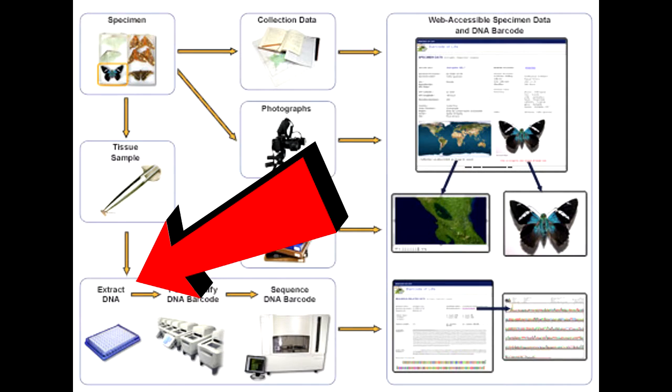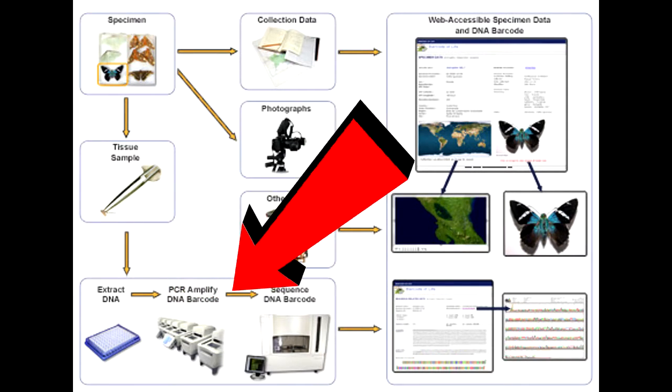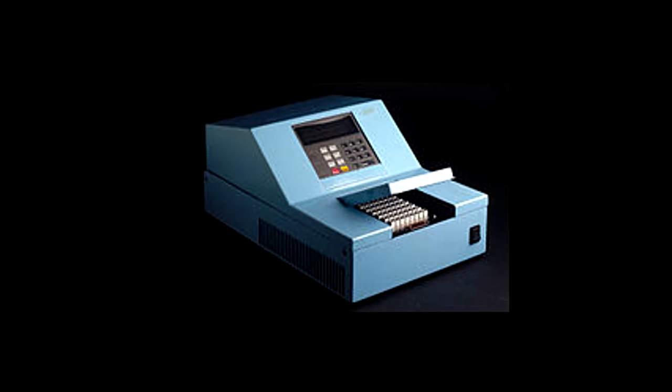Now, after you've extracted the DNA, you have to amplify it so you can sequence the DNA. You do this using a PCR machine, also known as a thermal cycler. The PCR technique is really interesting, so let's talk a little bit more about that. The credit for the PCR technique, which stands for polymerase chain reaction, goes to a man named Kary Mullis in 1983.